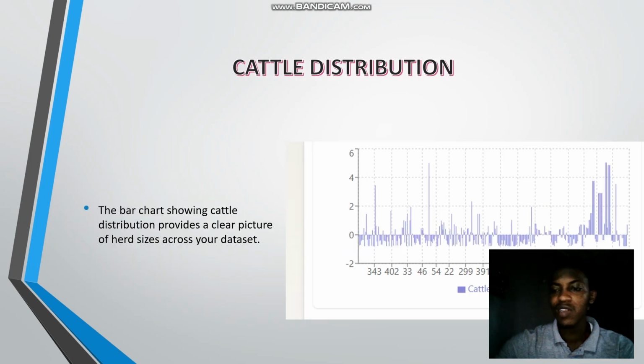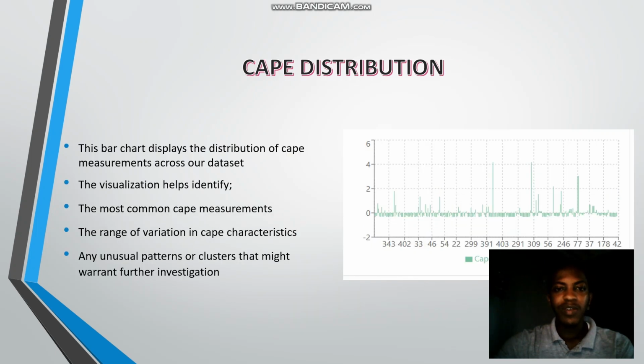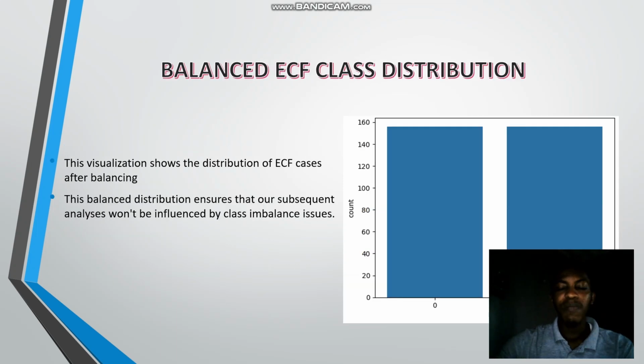Then next we can talk about the cattle distribution, where this bar chart provides a clear view of cattle herd sizes across the data set and helps us understand the population density variations between different farms and regions. Last but not least, we can talk about the CAPE distribution, which is a bar chart that displays the CAPE measurements across the data set and helps identify the most common CAPE values, their variation, and any unusual patterns or clusters worth further investigation.